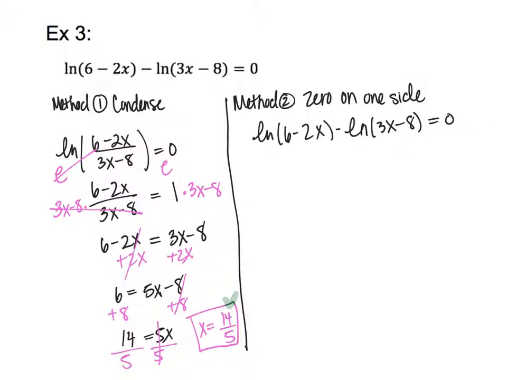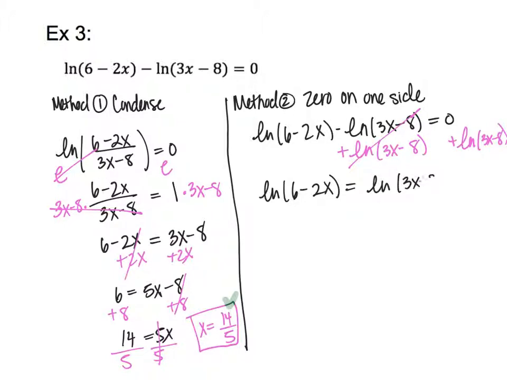So here's what I mean. If I add ln 3x minus 8, this will cancel, but anything I do to one side, I got to do to the other. So I have to add ln 3x minus 8 on this side. And so I have ln of 6 minus 2x left on this side. And this side here, 0 plus ln of 3x is just itself.